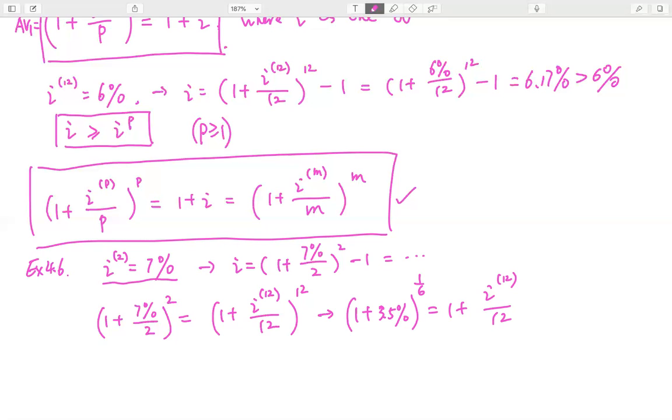By the way, here you should get something smaller than 7%, because the more you compound, the faster you accumulate value in your account. So to get to the same 7.12% a year, you need a smaller nominal rate if you have higher compounding frequency.